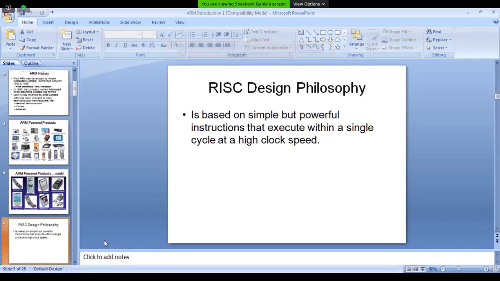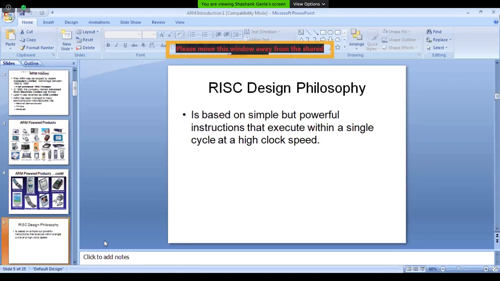Okay, so now what you see here is an introduction to the RISC design philosophy. The ARM architecture, which stands for Advanced RISC Machine, is an architecture which has been based on RISC architecture. So what is the RISC design philosophy? In trying to design an ARM architecture, or any RISC-based architecture, let us have a general idea. RISC stands for Reduced Instruction Set Architecture. When we talk about a reduced instruction set, it implies that you have a smaller number of instructions.